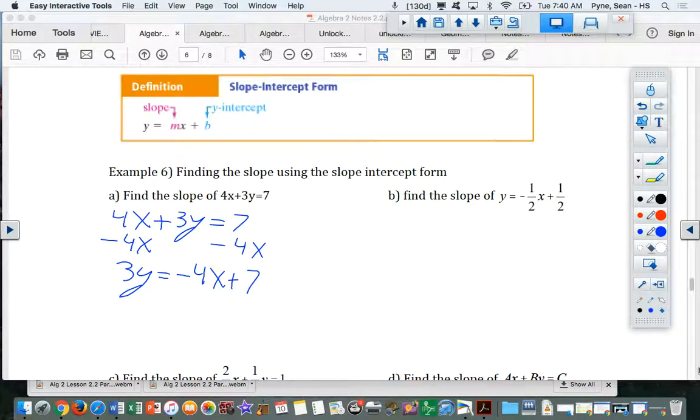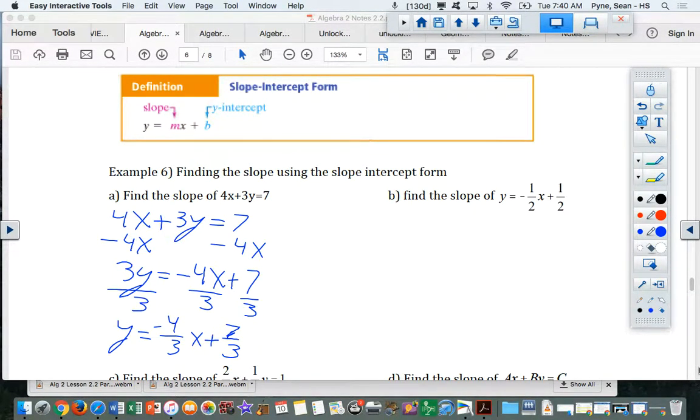Again, y is not alone yet, so we have to take the steps to get it alone. What do I do to get my y alone here? Divide by 3. Now you have to divide everything by 3. Okay? And we end up with y equals negative 4 over 3x plus 7 over 3. Close. They want the slope. So you don't have to do any real work here.